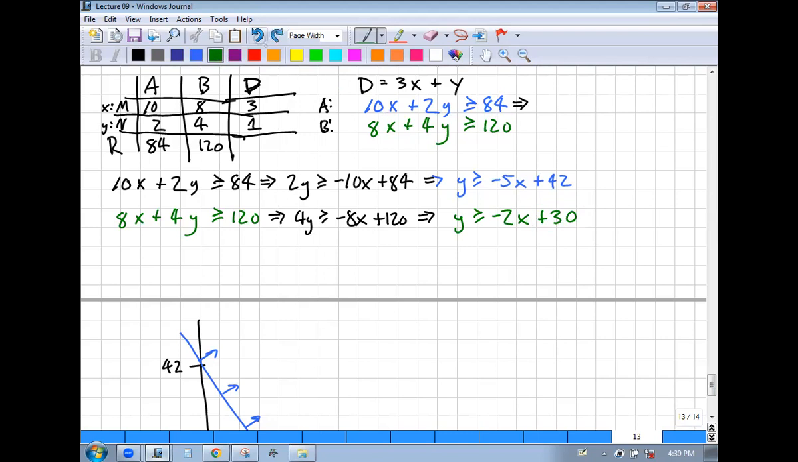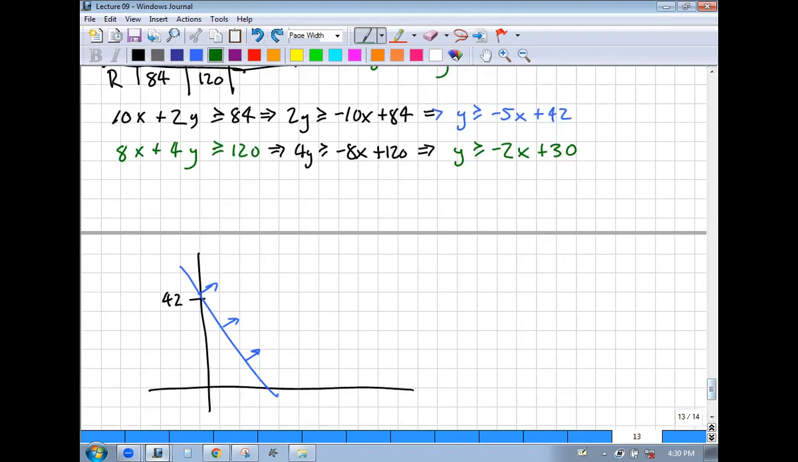So it has an intercept at 30, so it's like here, and a slope of minus 2. So that's kind of more like this. Okay, and we want everything like that. So here is our area of interest over here. And this point right here, and this point, and this point are our 3 corner points. So those are the ones we need to check.